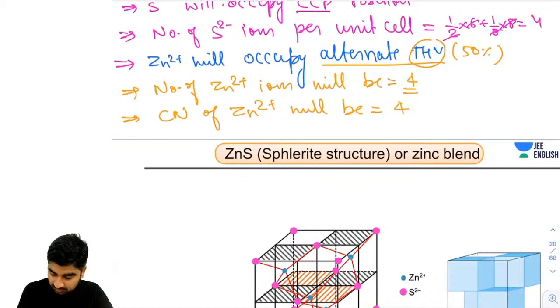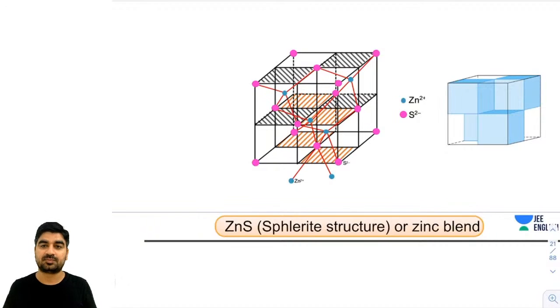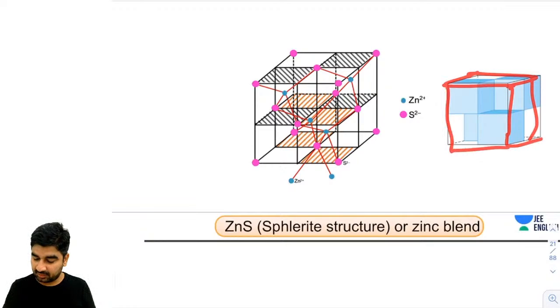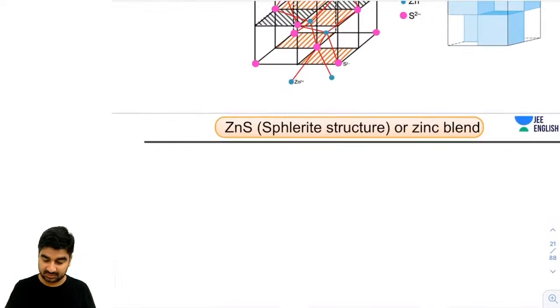Now let me show you what we mean by alternate tetrahedral voids. So guys, we have this cube. I think you can see this is a cube, and what I have done is we have divided this cube into 8 parts, right?